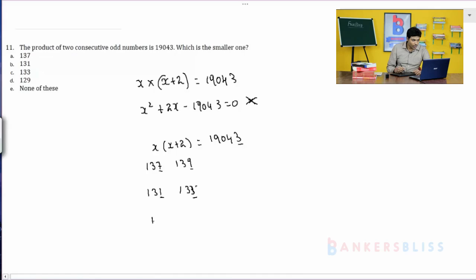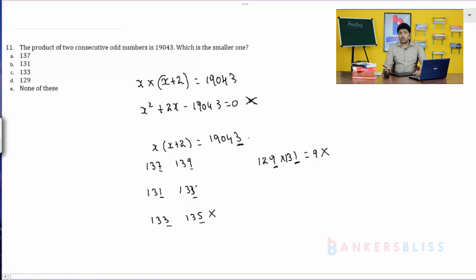But here, 133 and the next number will be 135. So, 3 into 5, the unit digit is 5 from 15, but we should get the unit digit as 3, therefore this cannot be the answer. Next, 129 into 131. The unit digits are 9 and 1, so 9 into 1, 9 you are going to get. So, this cannot be the answer because we should get 3 as the unit digit. And one more option we have, none of these.